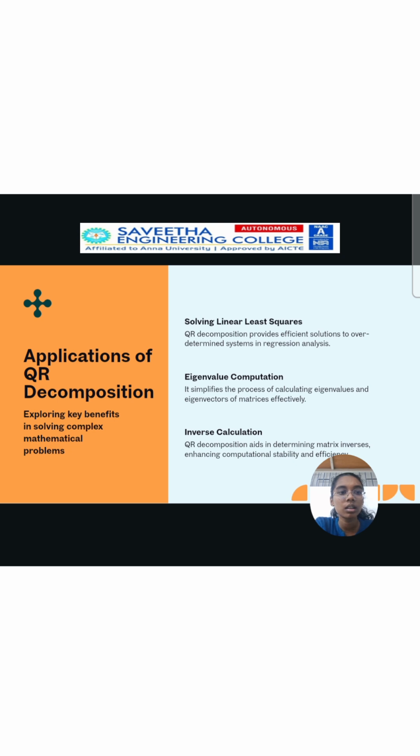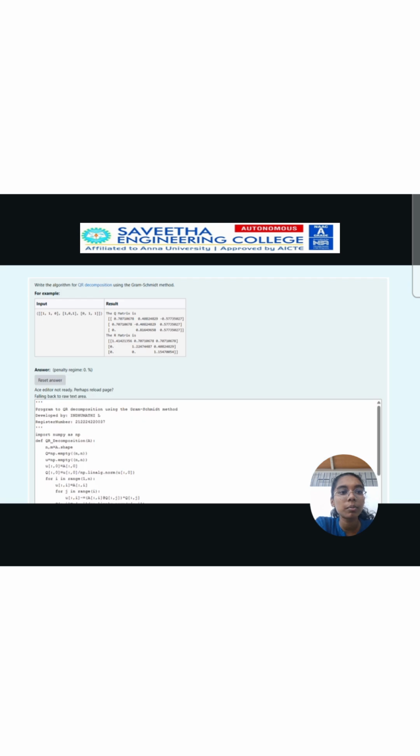We'll see the Python program. This code implements the Gram-Schmidt process to factor a matrix A into A equal to QR, where Q has orthonormal columns and R is upper triangular. The columns of Q span the same column space as the columns of A.